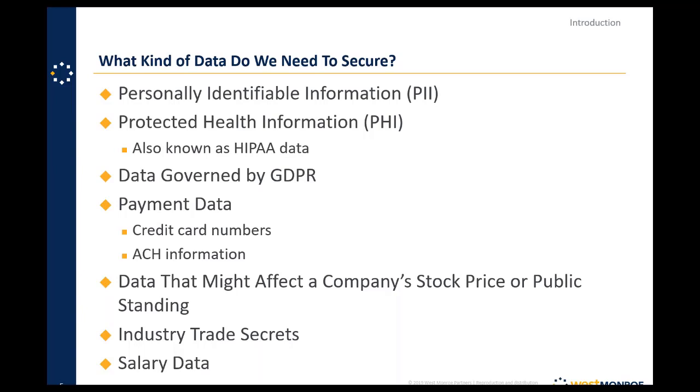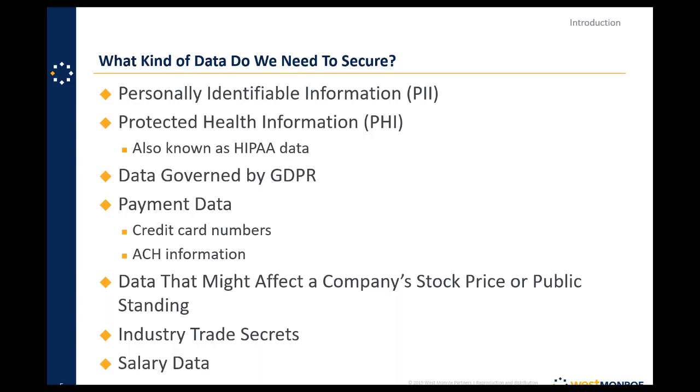Payment data, whether that's credit card numbers or ACH information. Obviously, anything that falls under PCI compliance is a huge thing that we need to worry about securing. Data that might affect a company's stock price or public standing. I think that we've all seen over the past certainly month, but even over the past few years, that things that leak out that are really potentially embarrassing or aren't messaged well can really affect a company's standing. And so it's important to make sure that we don't allow that to leak out easily.